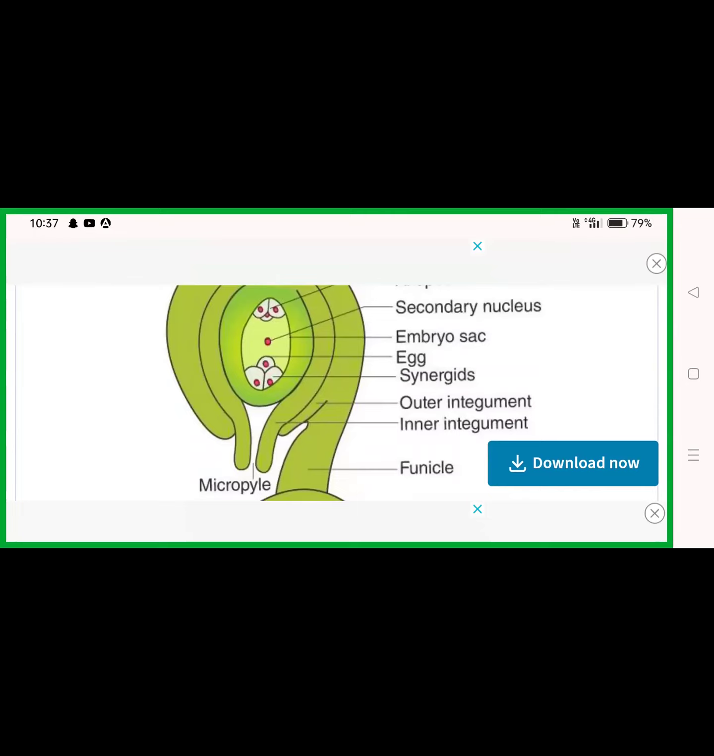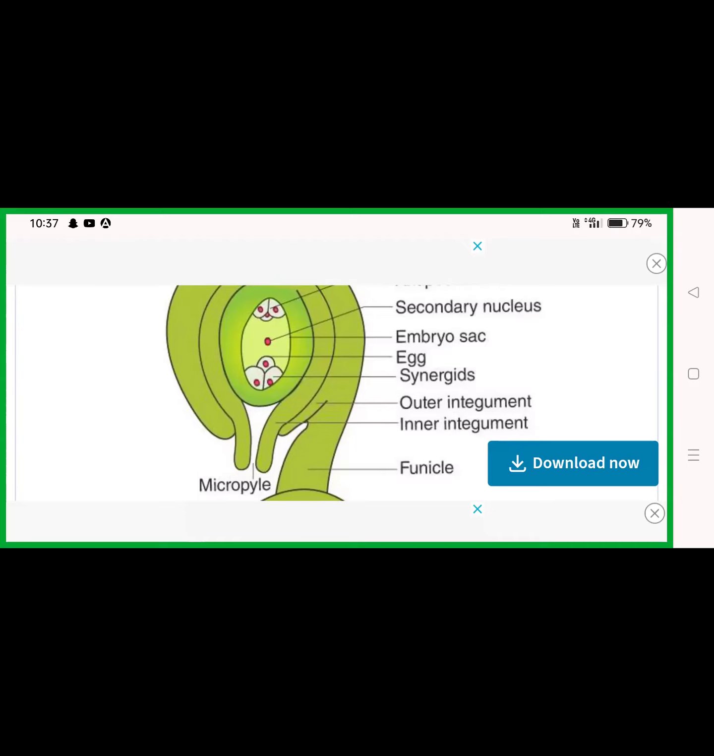The protective coats of the ovule are called integuments. They surround the ovule. Ovules may have 1 or 2 integuments. That is the integuments.